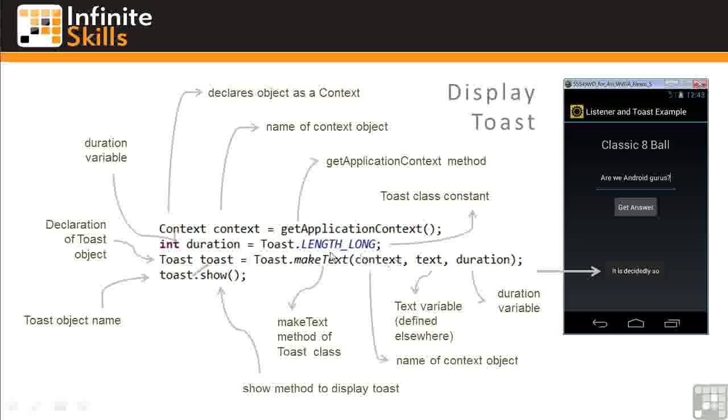The first statement declares and names a context object and then assigns the context for the application to it using the getApplicationContext method. The second statement creates a variable for the duration of the toast and assigns it the long length constant from the toast class. In the third statement, a toast object is declared and assigned the value produced by the makeText method of the toast class. MakeText uses 3 parameters: the context, the duration, and the text itself. And finally, the fourth statement displays the toast using the show method of the toast class.